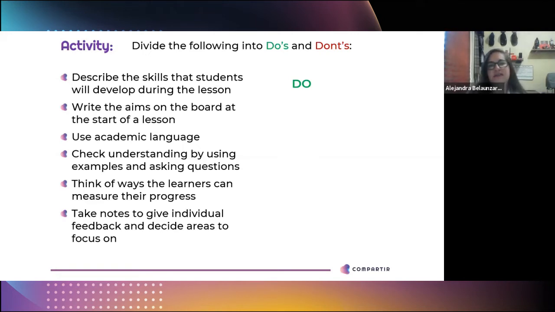And they can tell you on their own, or which of the activities that we did in this week or in this month helped you to develop your listening skill, okay? So that they just be aware that they are learning something. That's mainly the idea. And then we have write the aims on the board at the start of a lesson. Do you think that it's a good idea to do it or not?